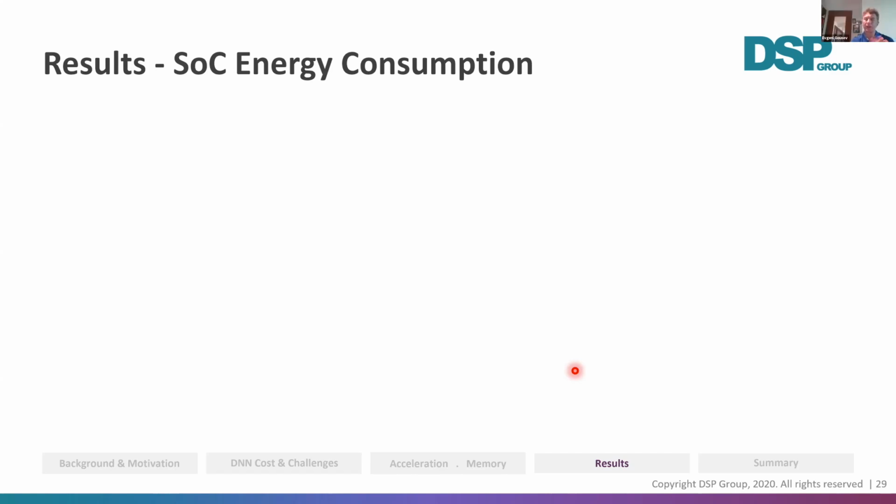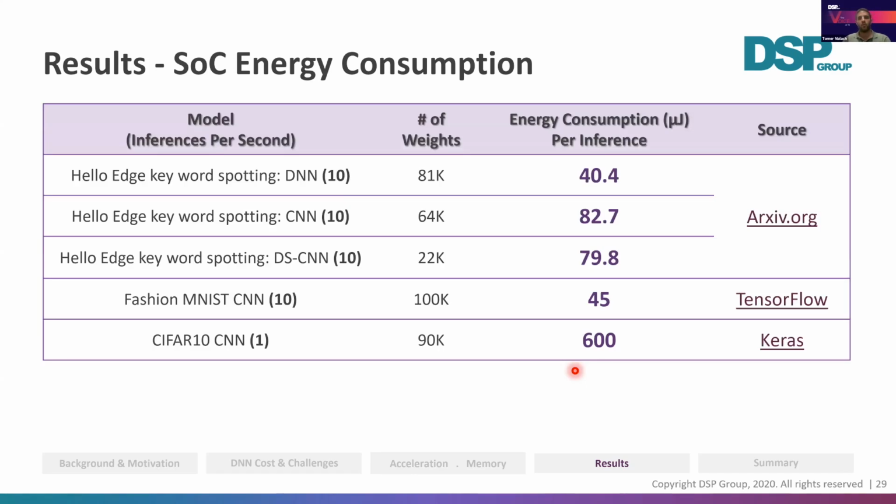Okay, let's move on to the results. Thank you. Let's see several test cases where we used this SoC to run several deep neural networks. You can see here 3 test cases of low-power keyword spotting with fully connected deep neural networks, and also with convolutional neural networks and depth-wise separable CNN. You can see the power consumption per inference for all those networks. Also, we have a Fashion MNIST CNN and a CIFAR10 CNN. The sources of all those models can be reached using the following links, and the low power consumption per inference allows us to run all those models on edge devices in a very efficient manner.